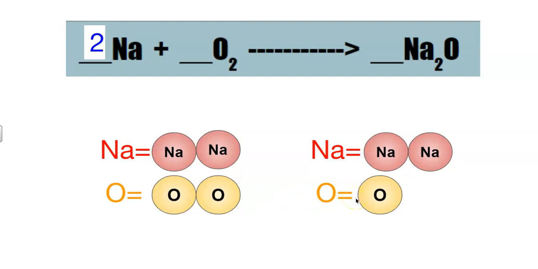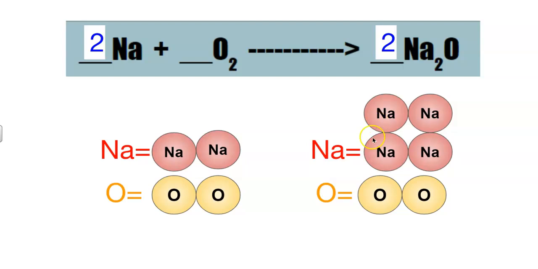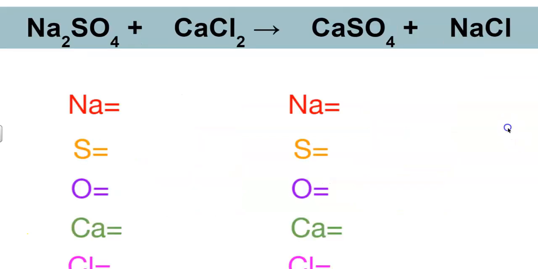So to do that, I need to add a coefficient of 2 to the product side to show 2 oxygen. But here's the thing, I also have sodium to consider. And so 2 multiplied by 2 is 4. I now have 4 sodiums on the product side. So once again, my sodium is unbalanced. To fix this, I need to add 2 more sodiums to the reactant side and change that coefficient to 4. Now we are balanced. Let's look at another one.